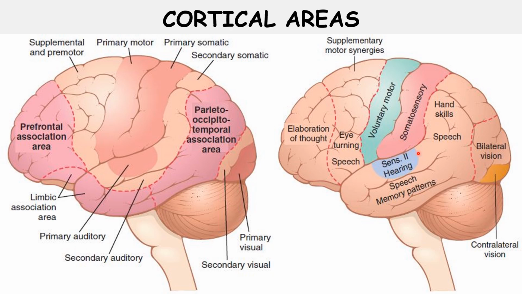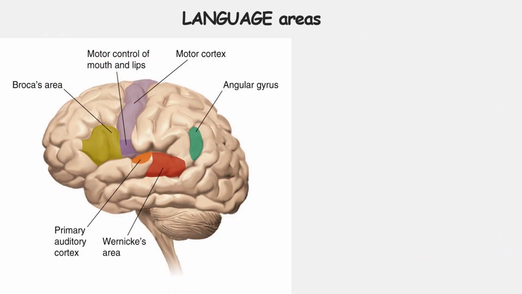It interprets the auditory information from outside. And then the frontal and prefrontal areas. The frontal area has control over thought and the movement of the eyes. So the thinking part comes from the frontal and prefrontal association area. Language areas.